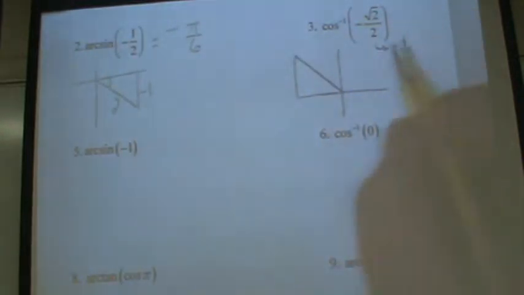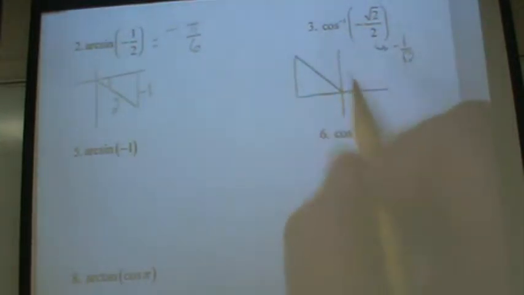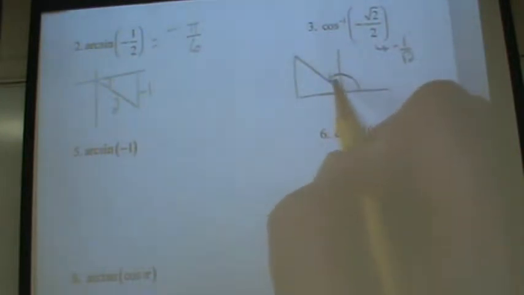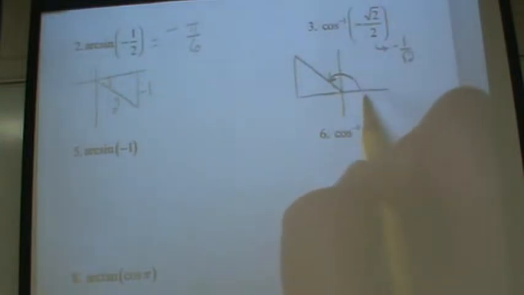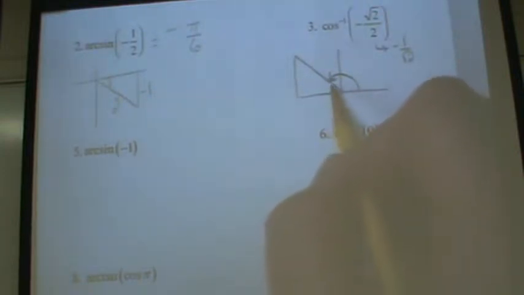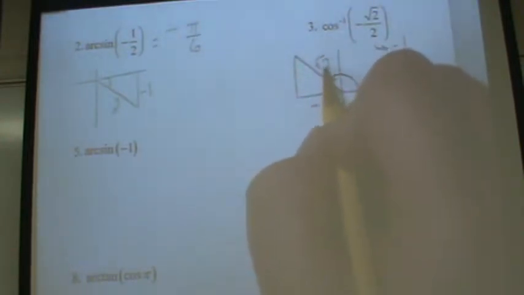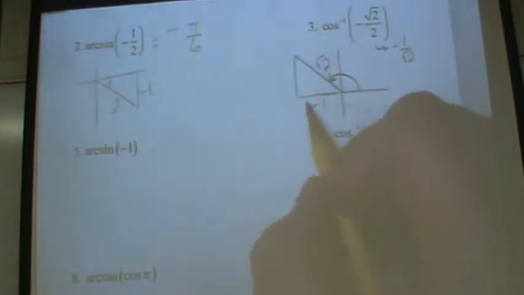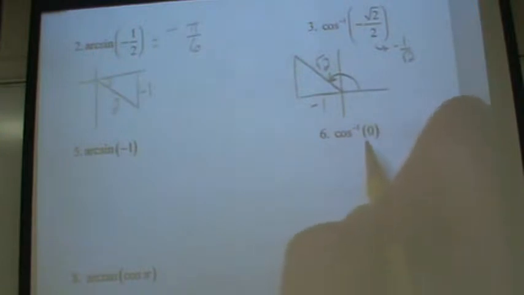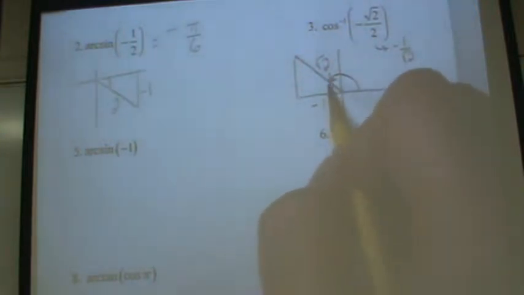Draw your triangle. Now remember, for cosine, you always start at the 0 for your angle. So we're actually looking for that larger angle. We're going to use the smaller one as our reference angle, but we're actually looking for that one. Cosine, remember, is adjacent over hypotenuse. And make sure that you know when you're in the second quadrant that your x values are negative, so this is a negative 1. So now, what angle gives us this triangle?